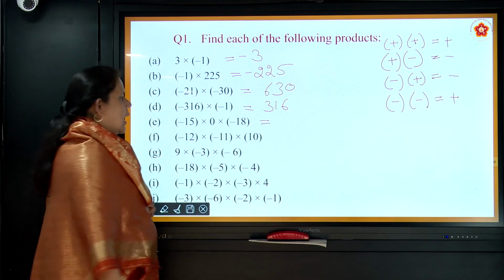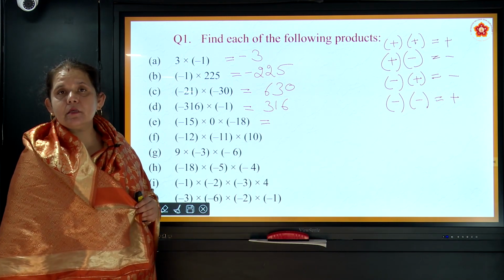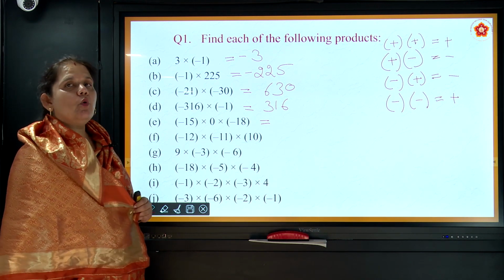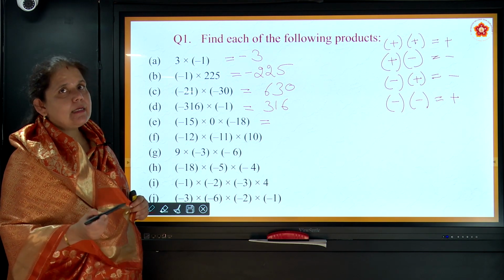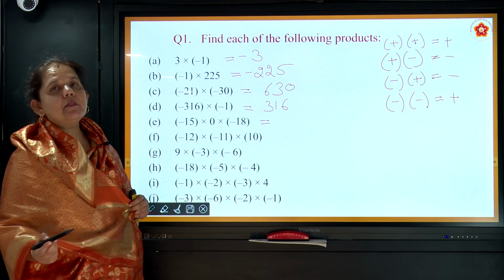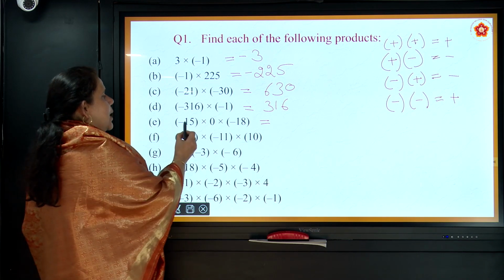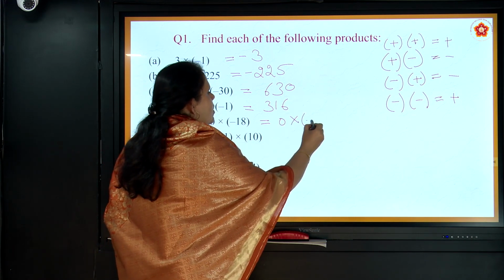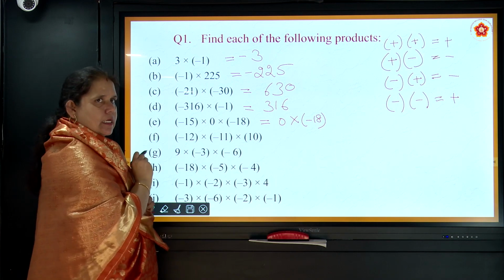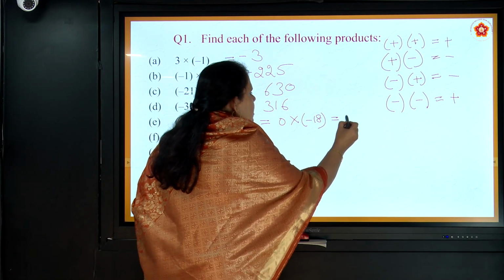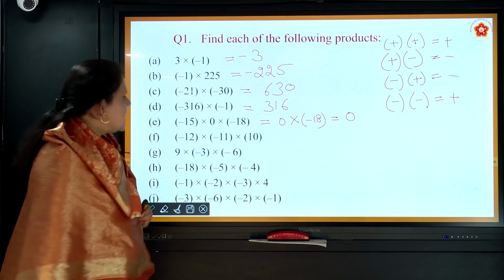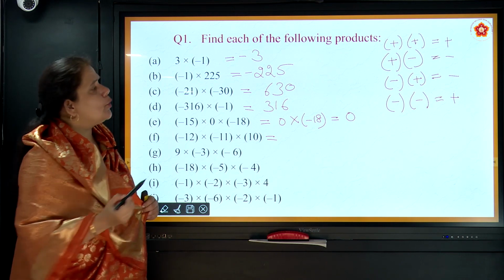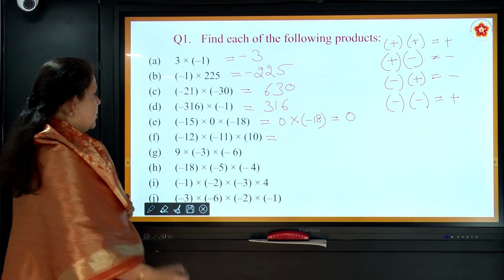Now in our fifth part, we have three numbers and one of the numbers is 0. So when you multiply a number by 0, what do we get? We have already done that. A number multiplied by 0 is 0. So when you multiply minus 15 by 0, we get the answer 0. 0 has to be multiplied by minus 18. Again the same thing. 0 multiplied by any number will give us 0. So three numbers, one of them is 0. You could have directly written the answer also 0.